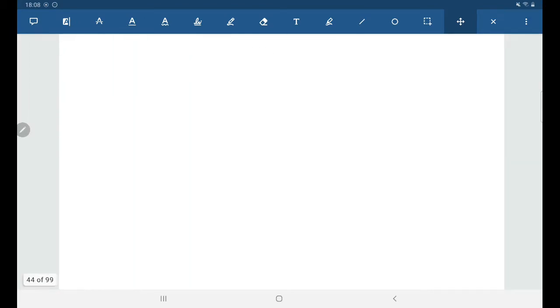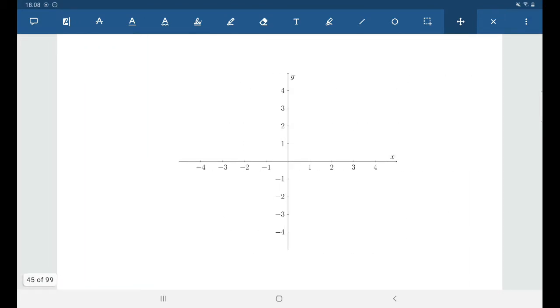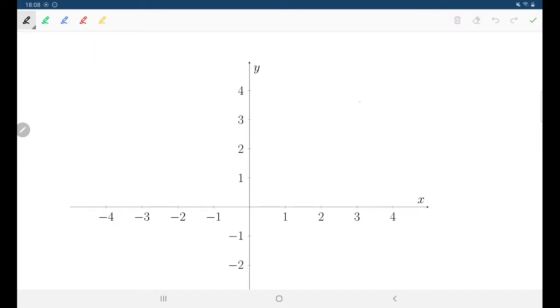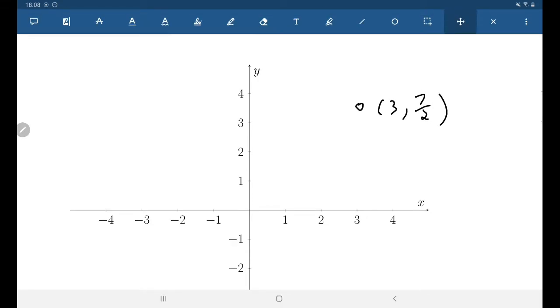I'm going to plot this now before I forget. So at (3, 7/2), 7/2 is 3.5. So at around here, I'll draw myself a little bit of a hole, and I will label it. I might have to adjust the location of my label later on, and I might have to move it over to make room for the graph, but we'll see what we get.